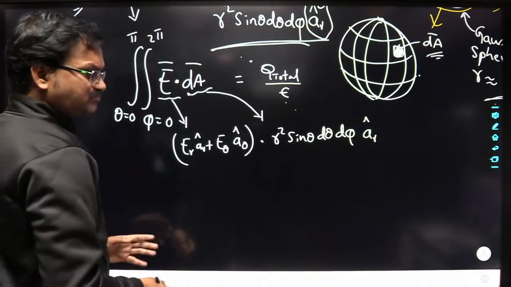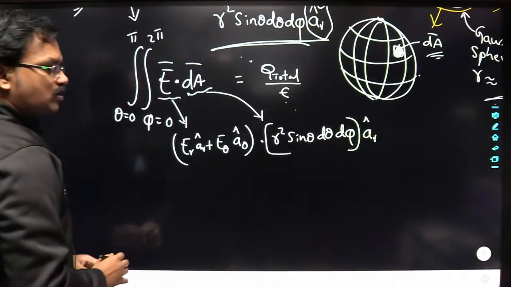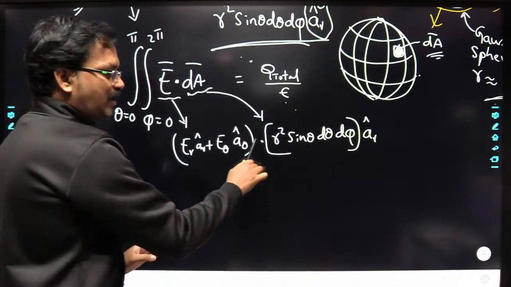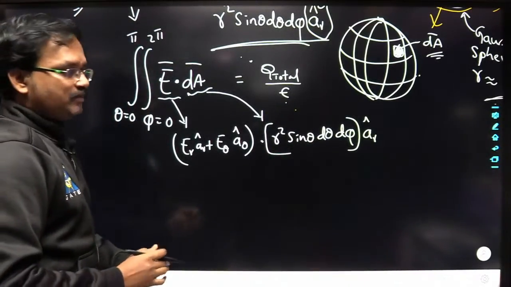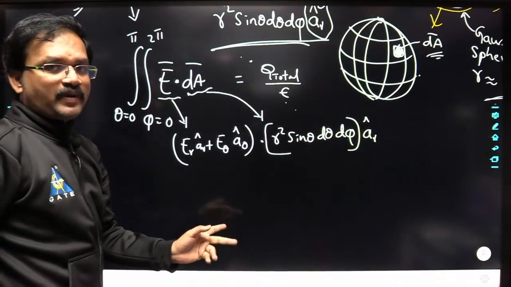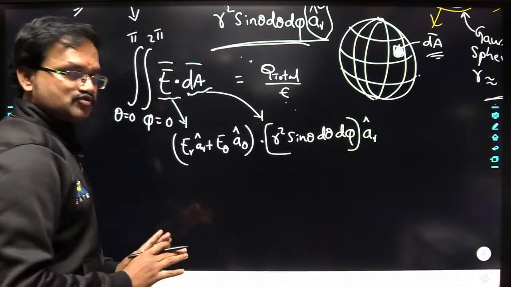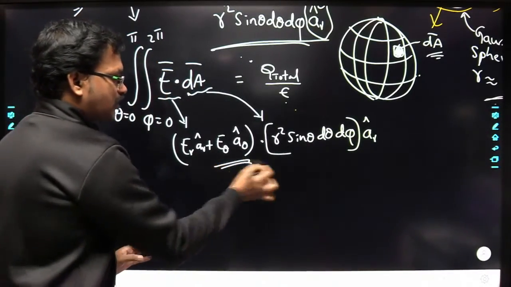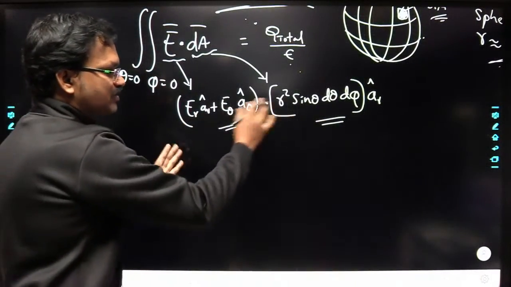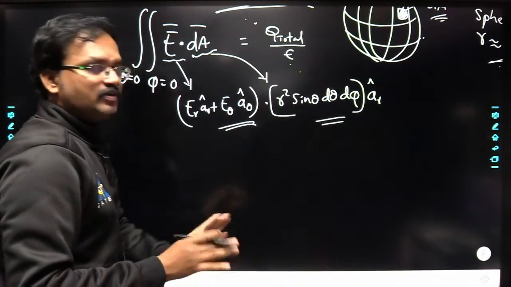Now if you do the dot product between these two, what are you going to get here? a_r cap dot a_r cap will become 1. a_theta cap dot a_r cap will become 0, because the a_theta cap direction and the a_r cap direction are perpendicular to one another. So finally, in the dot product, only the a_r cap terms get multiplied; the a_theta cap dot a_r cap term will become 0.